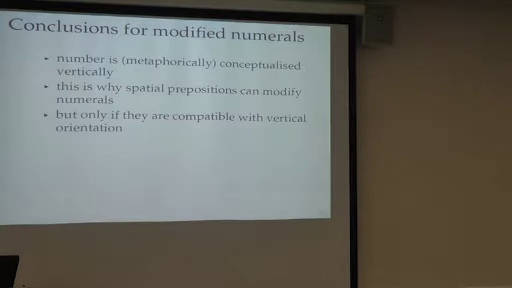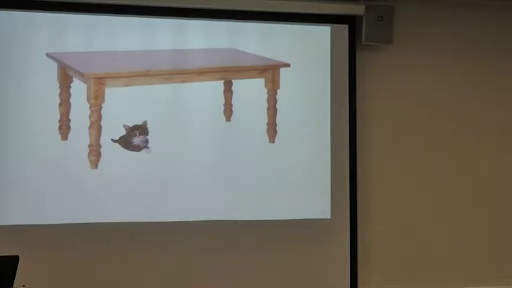Okay, so the conclusion here is that number is metaphorically conceptualized vertically, and this is why spatial prepositions can modify numerals, right? Because we can think of quantity in a spatial way. But they can only do this if they are compatible with vertical orientation.